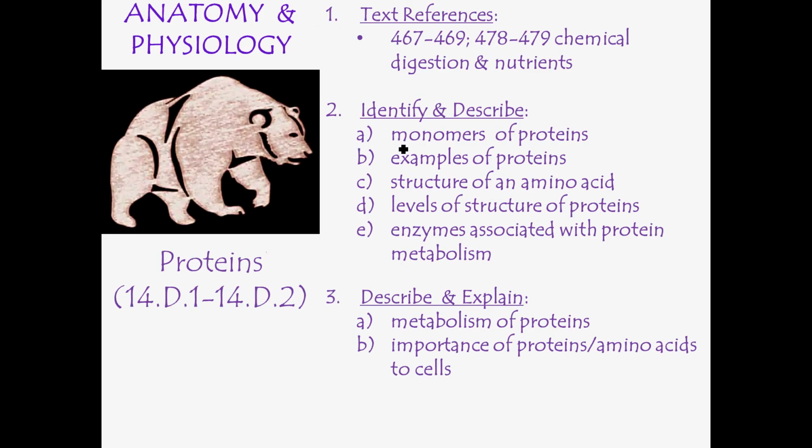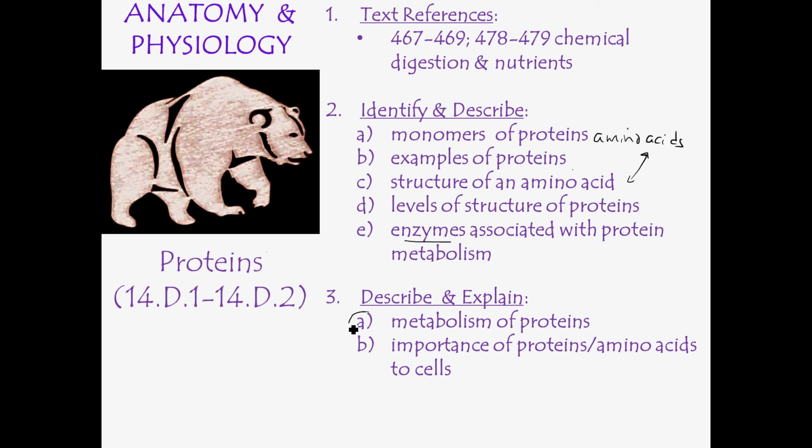You're able to talk a little bit about those monomers of proteins, and those are the amino acids. Knowing the structure of the amino acid and the elements involved there is important. Give me some examples of proteins. This level of structure, I'm not really super worried if you didn't get that, but you can go back and take a look at that again. What is important though are the enzymes associated with protein metabolism, and we'll talk a little bit more about that when we do the actual physiology of the small intestine and the pancreas.